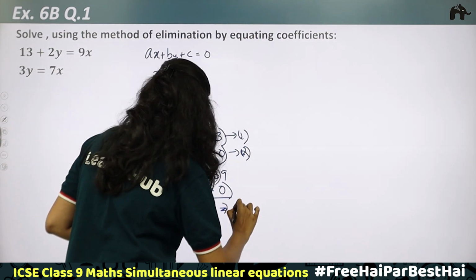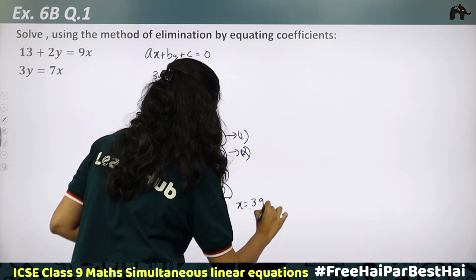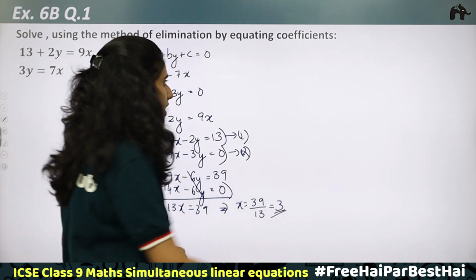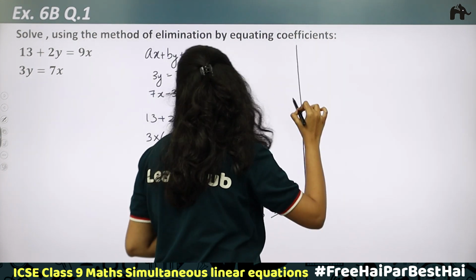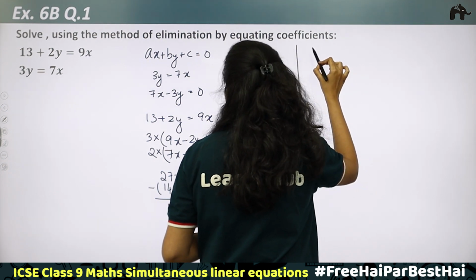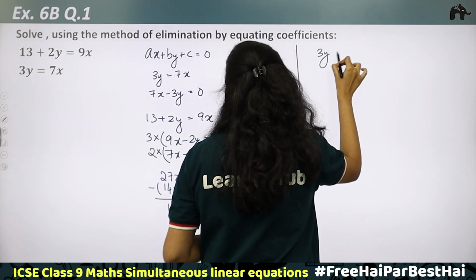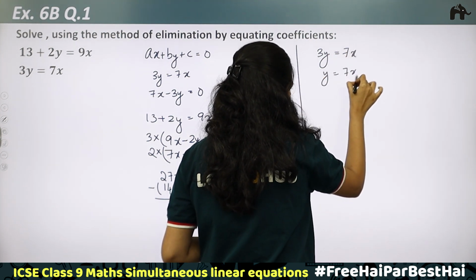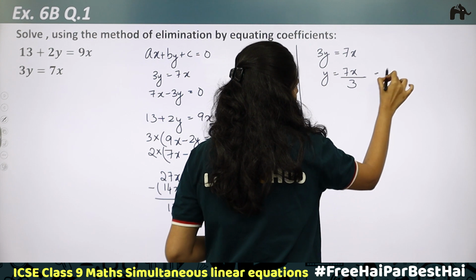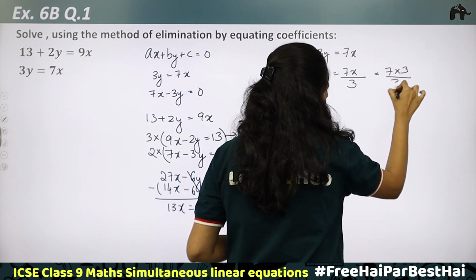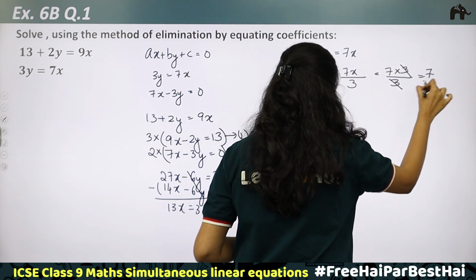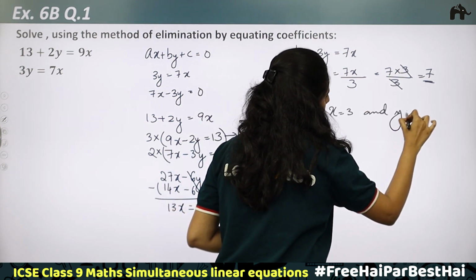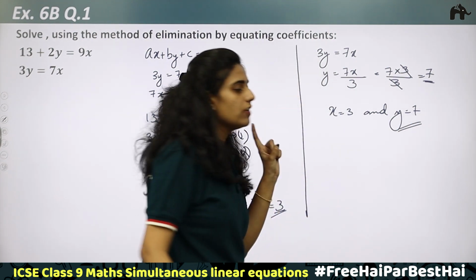We get the value of x. x is equal to 39 divided by 13, which is equal to 3. x value is equal to 3. Now we can find the y value. We have 3y is equal to 7x. So y is equal to 7x divided by 3. 7 into 3 divided by 3, 3 gets cancelled, then we get 7. So x is equal to 3 and y is equal to 7. So these are the required values of x and y.